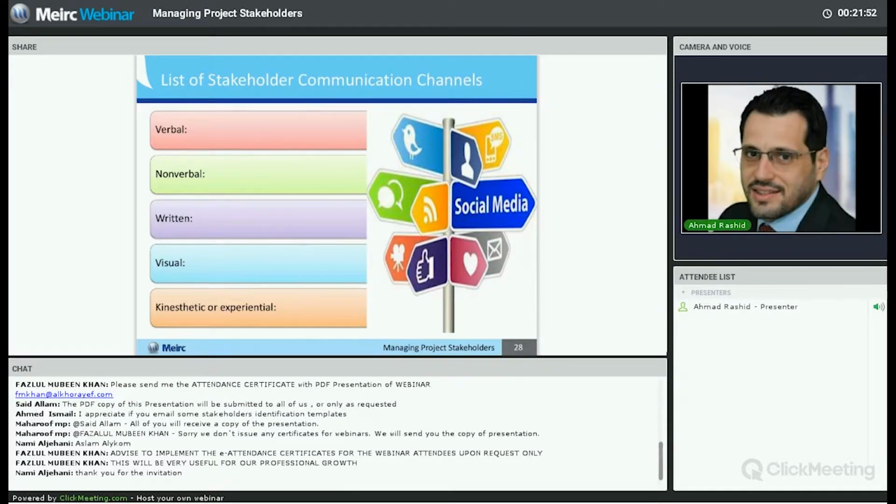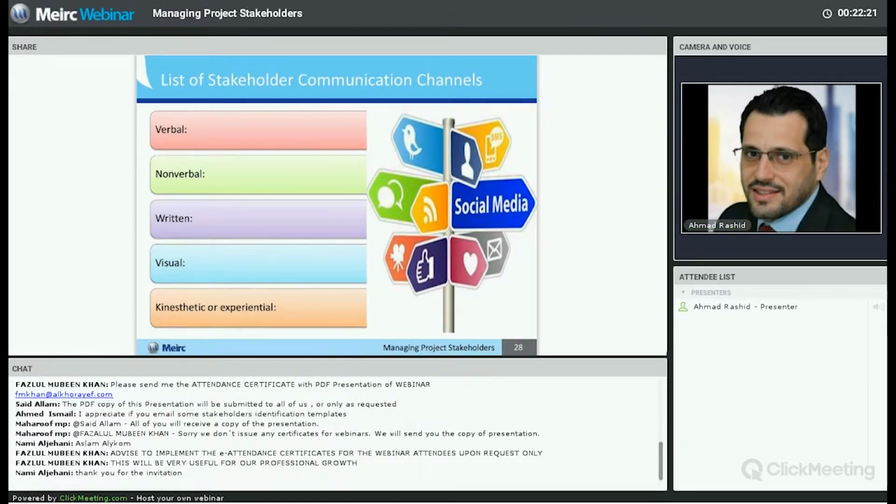So there are different communication channels that you can use with your stakeholders. You can use verbal communication, which is basically using the phone or face-to-face meetings or any video technologies in order to give them a brief about the project and get their feedback about certain outcomes of your project. You can use nonverbal, which is basically all about facial expressions, gestures, body language, and both of them, frankly, complement each other. They complete each other.